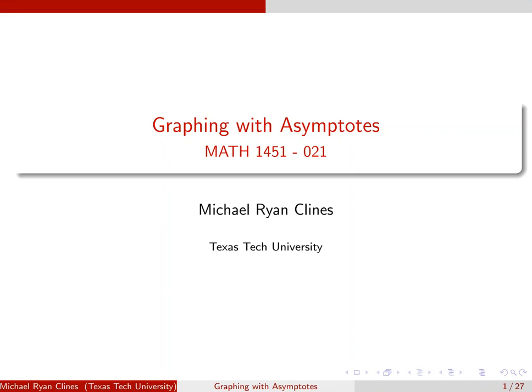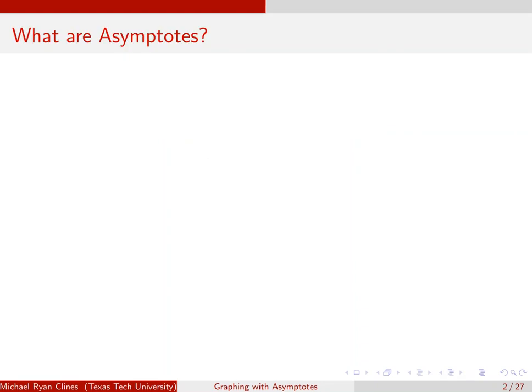Hey guys, so today we are going to be covering section 4.4, and that is called graphing with asymptotes. So all we're going to be doing in this one is learning how to determine where asymptotes are and then how to apply them when we are graphing different functions. All right. So if we're going to start talking about graphing with asymptotes, the first thing I think we should do is go over what are asymptotes.